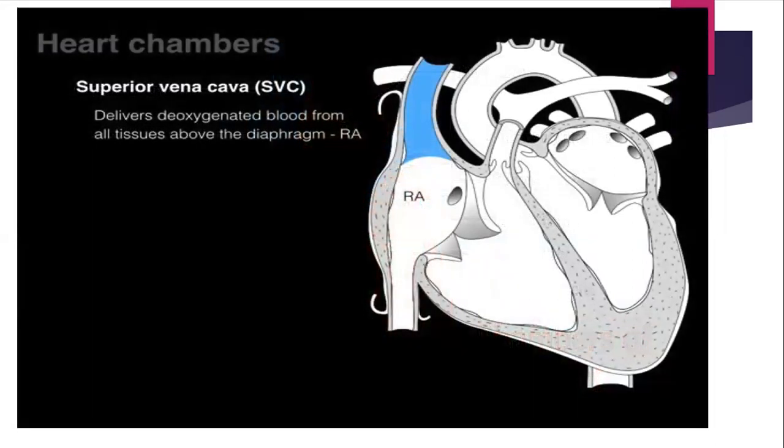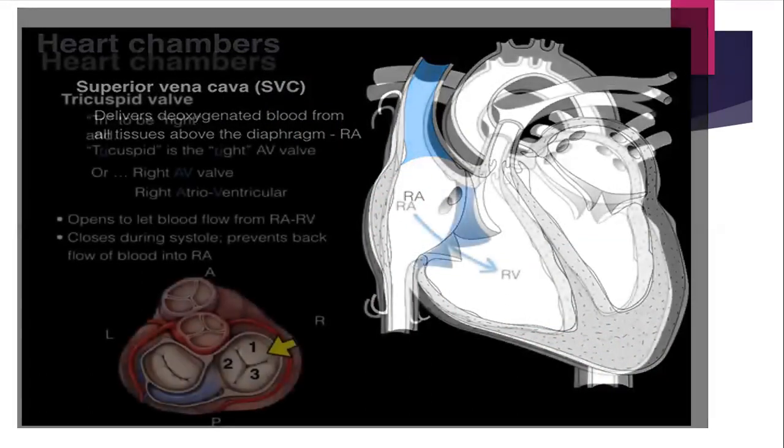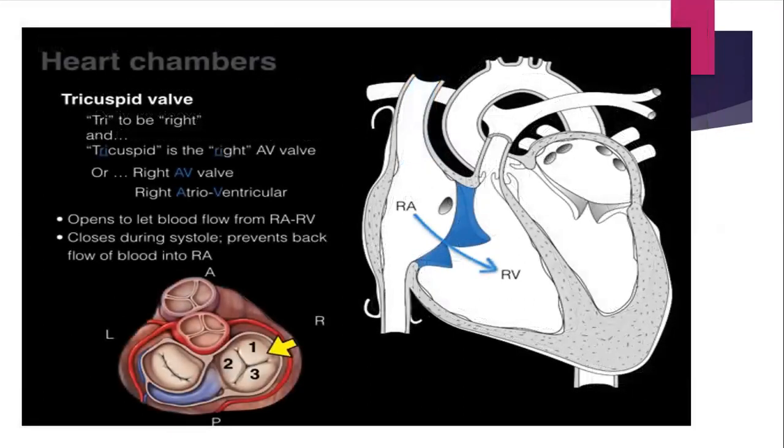Now, the superior vena cava drains deoxygenated blood from all tissues above the diaphragm. So the cutting point is the diaphragm. The superior vena cava gets the deoxygenated blood from the upper part all the way down to the diaphragm. You can see the tricuspid valve.